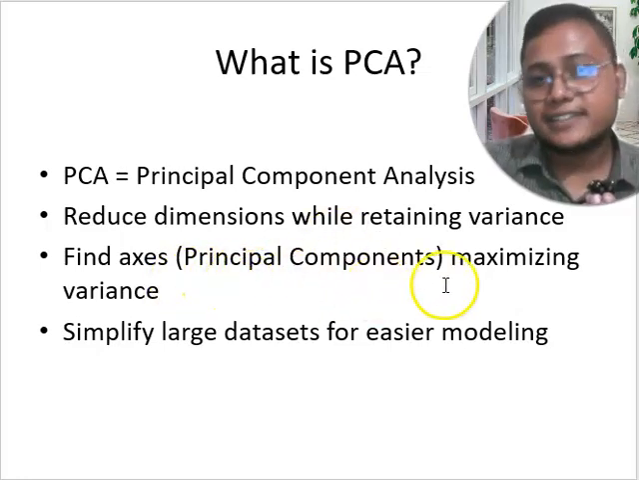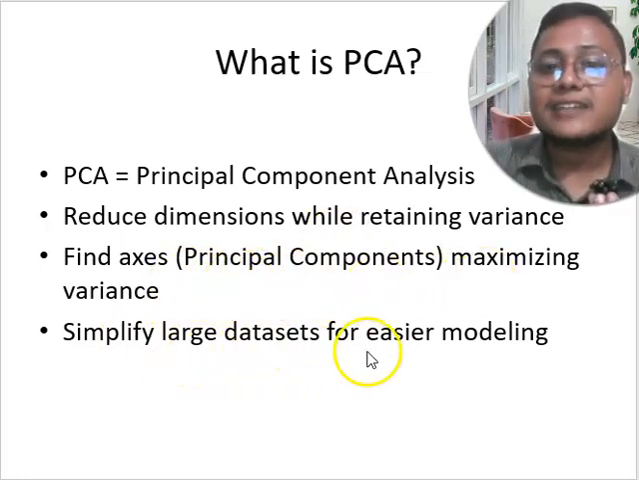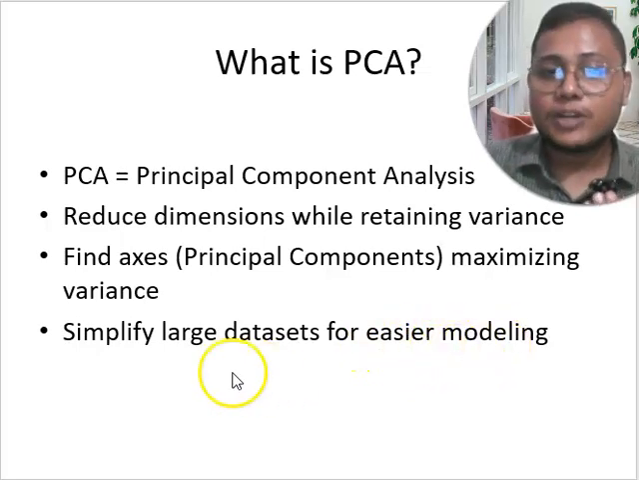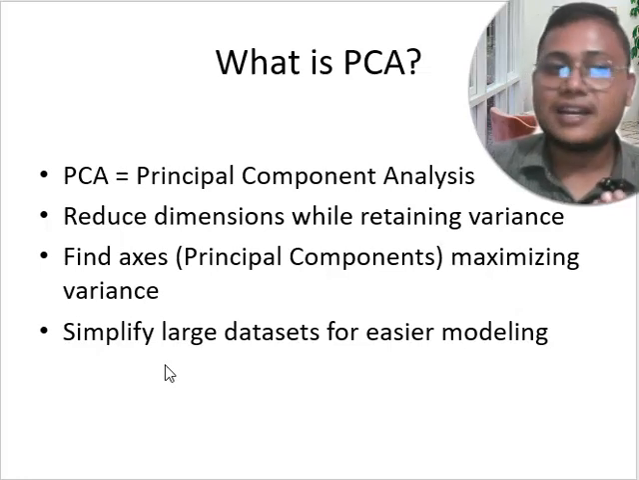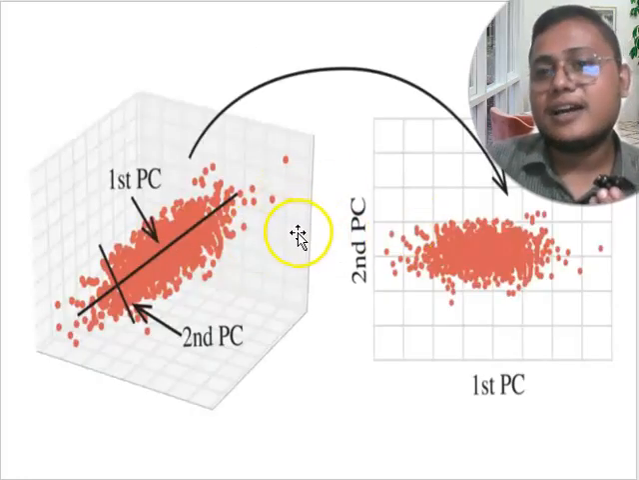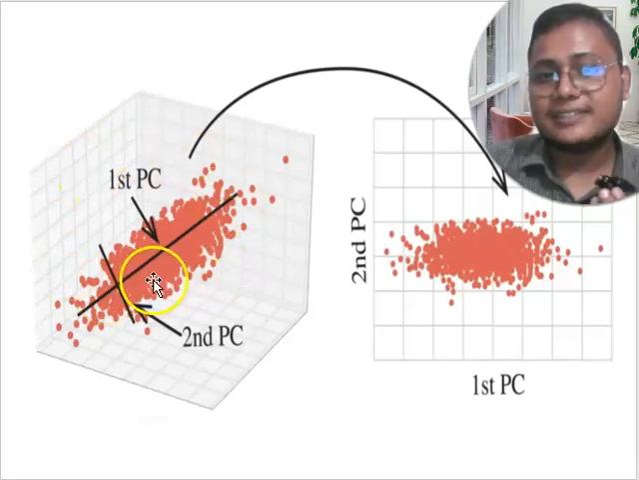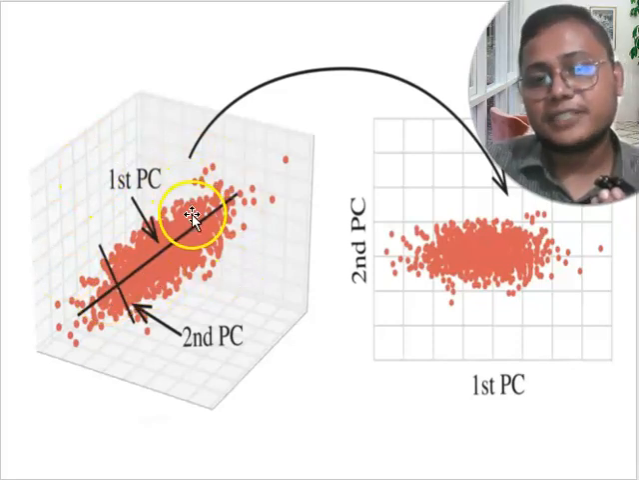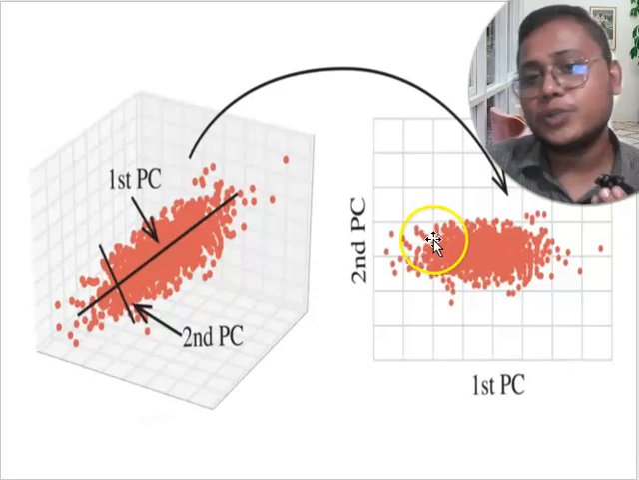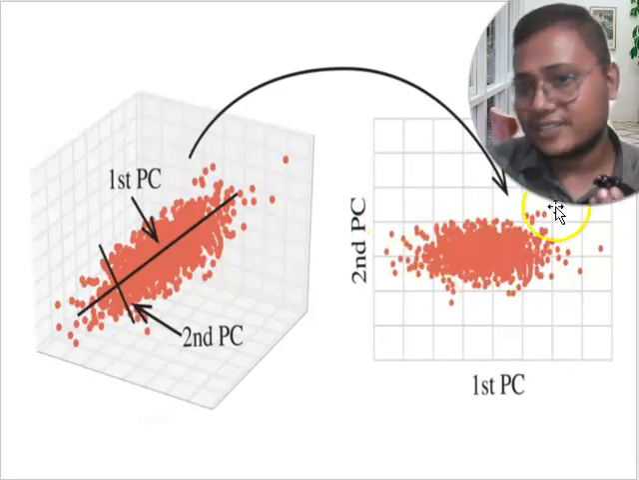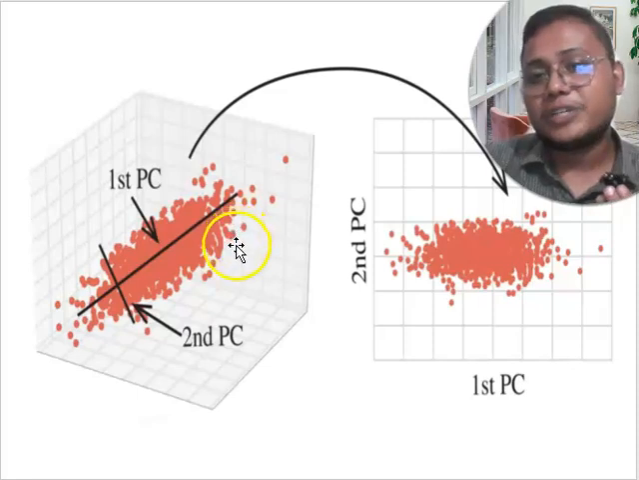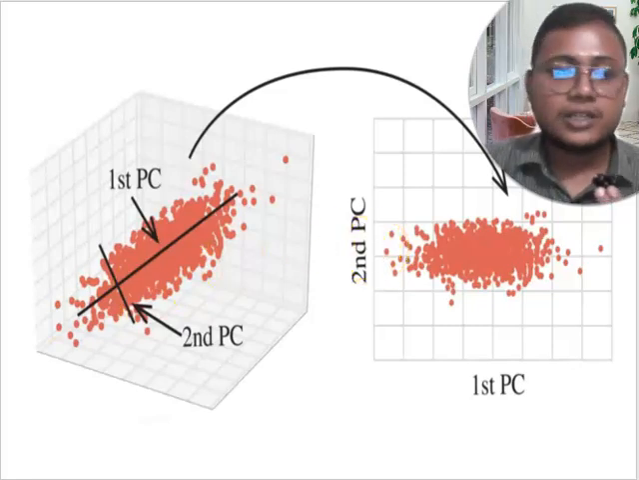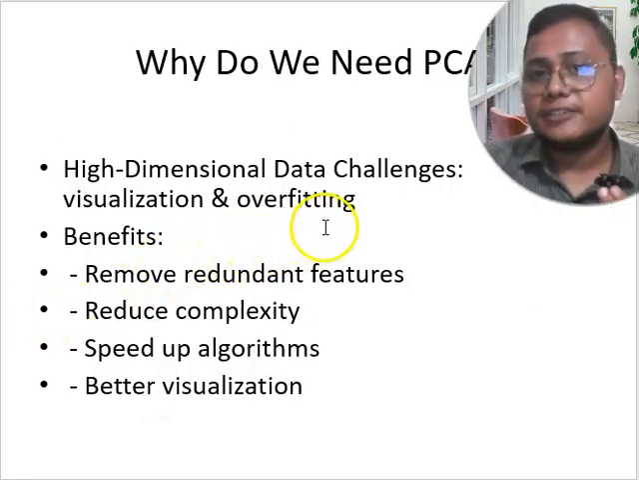It can find axes maximizing variance, simplifying a large dataset for easier modeling. So it simplifies large datasets for easier modeling as it reduces the dimension. In this picture, the first one is a 3D scatter plot of a dataset, shown in 2D for better visualization. So when we reduce the dimension, the visualization or analysis is easier in nature.